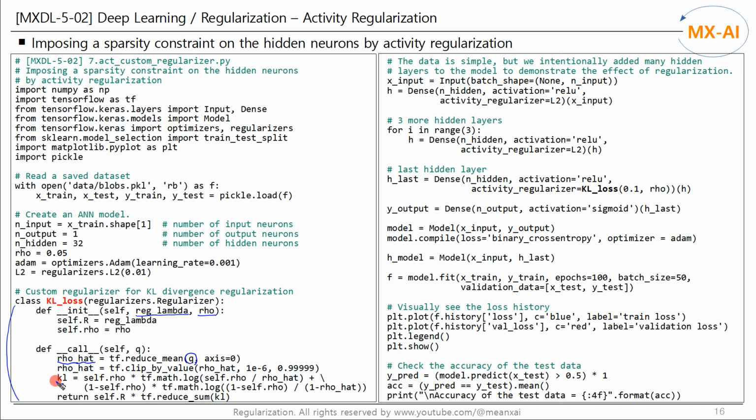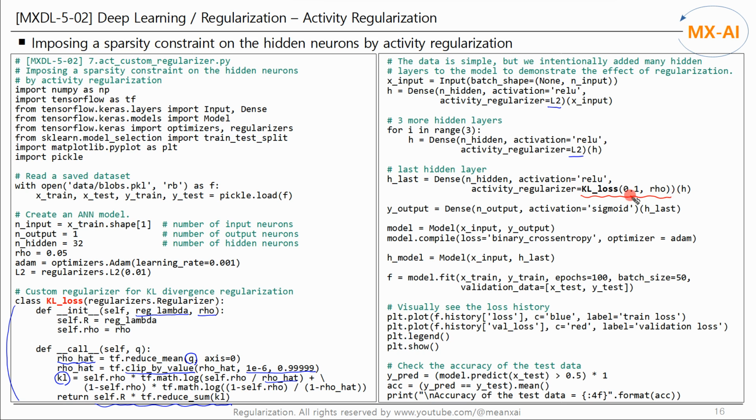And then calculate the KL divergence. Rho hat values are truncated to fit this range to avoid zero denominators. Then return this regularization term. This will then be added to the existing loss function by Keras. Now we create the same neural network model as the previous code. L2 regularization is applied to the lower hidden layers. We then apply the KL loss regularizer we just created to the last hidden layer.